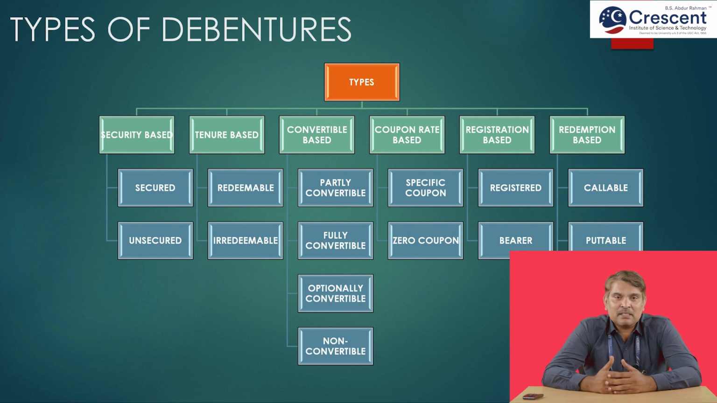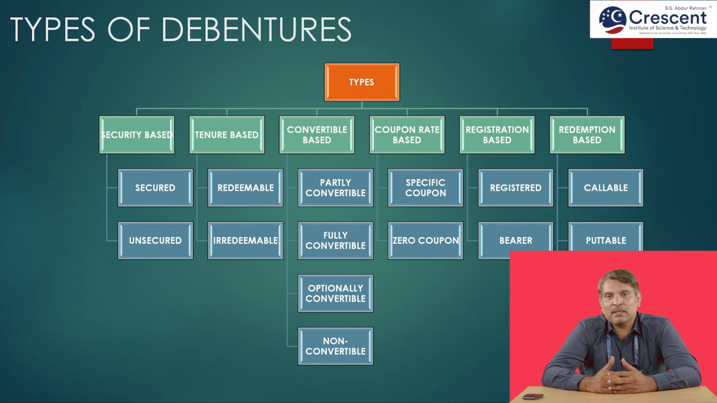Optionally convertible means that specific debenture can be converted into an equity share or a preference share, but that option is provided to the person who is holding. Fully convertible means the complete percentage of debenture you are holding can be converted into either equity or maybe a preference share in the future. Partly convertible means 25% or 50% of your debenture, as agreed in the contract, can be converted into equity or a preference share in the future.